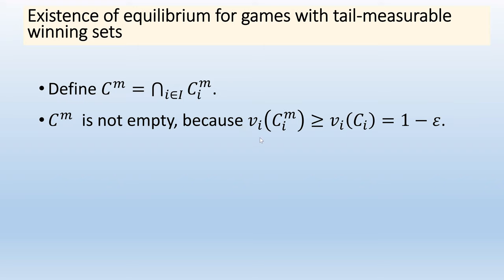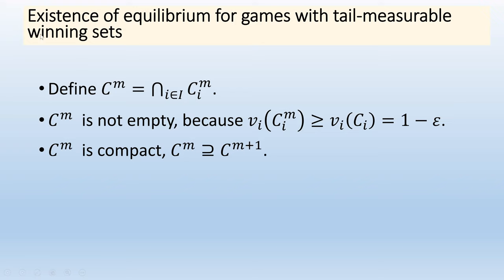So I hope it's clear now that CM is not empty. Now I remind you of our mission. We wanted to find a play that is in the intersection of all the WIs, and we will find a play that is in the intersection of all the CIs. But so far, all we have is that the intersection of CIMs is not empty, so we still need one step to go before we're done.